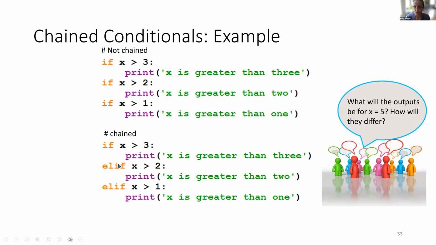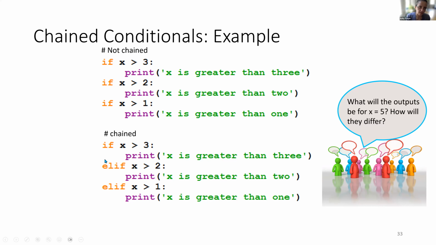Let's consider what the output will be for x is 5. How do we recognize whether it's chained or not? Well, this one has if, and each of these statements start with if. There's no chaining here because there's no elif statements. Can elif stand by itself? No, elif, just like else, must be attached to an if.